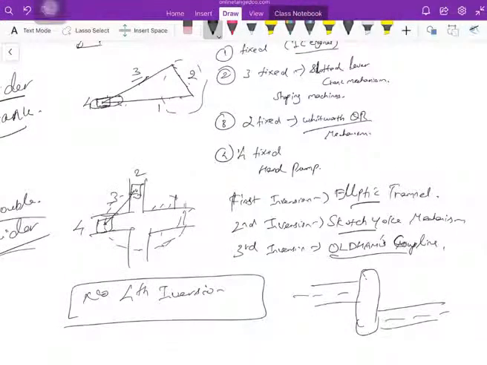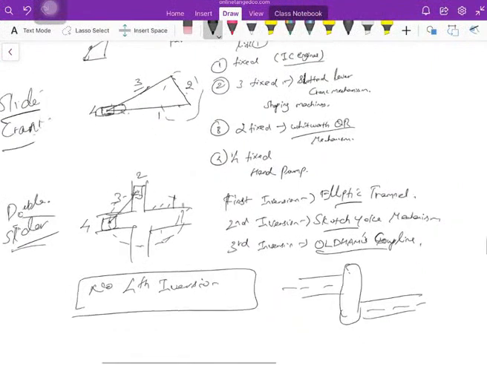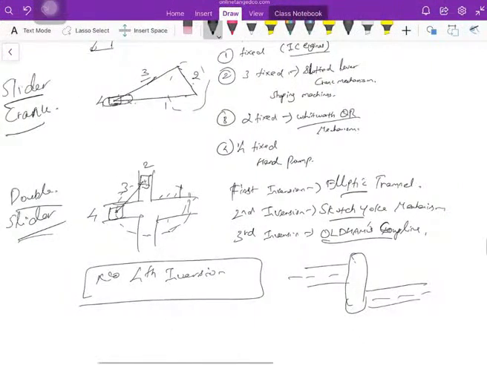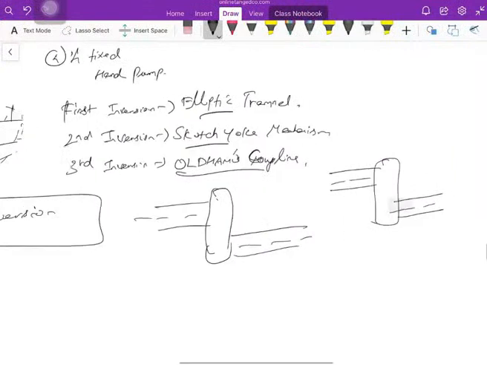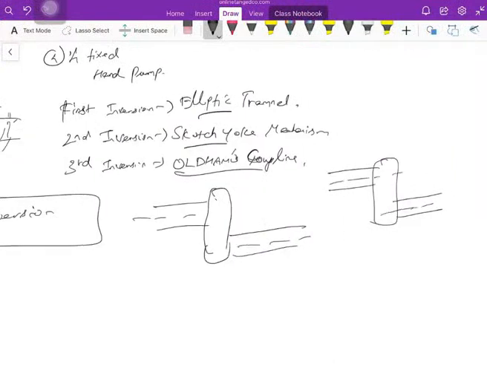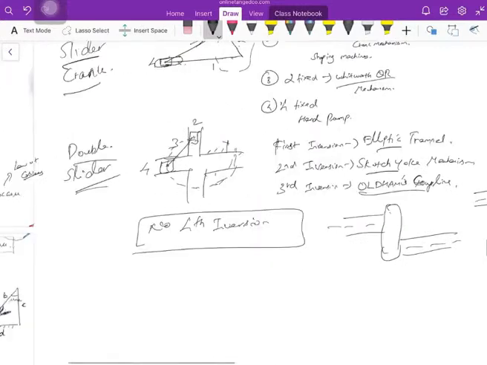Then the third one is Oldham's coupling. The third inversion of the double slider is Oldham's coupling, which is used to connect shaft 1 and shaft 2 of different centers. So it is used to connect eccentric shafts, transmitting power between eccentric shafts. For that you can use Oldham's coupling. The double slider doesn't have a 4th inversion, guys. The 4-bar mechanism and slider crank have 4 inversions, but the double slider will have only 3 inversions. So that's all.